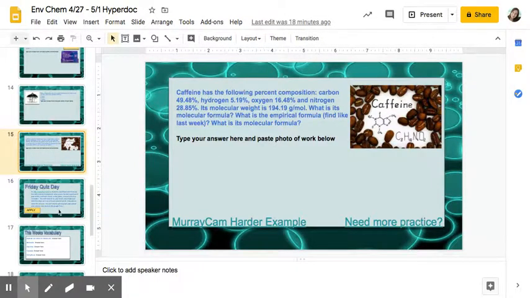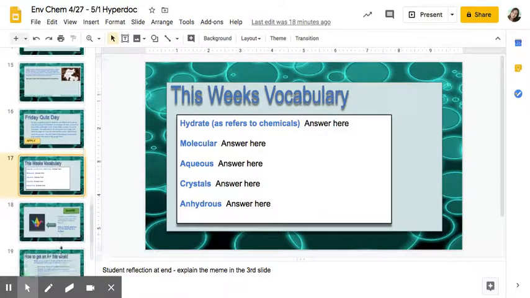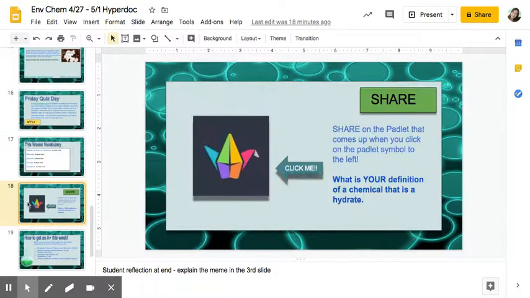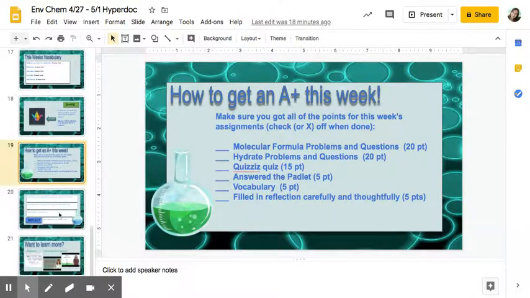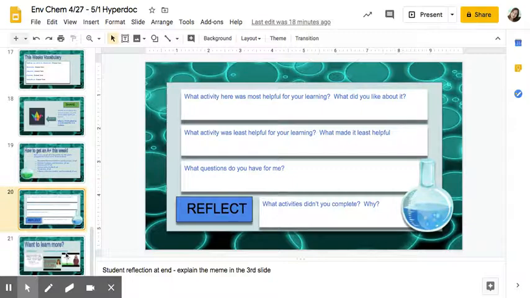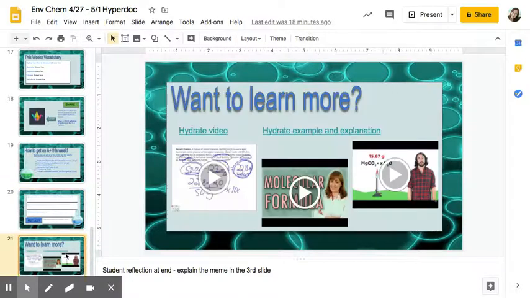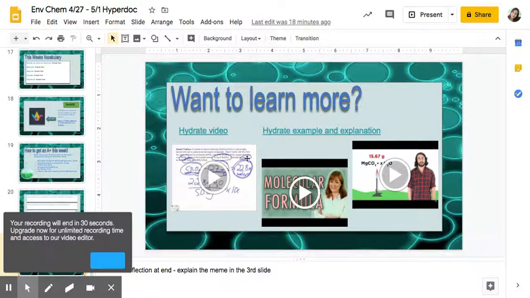Vocabulary words, make sure you do them. The Padlet, please answer your definition of what a hydrate is. Make sure you use this. Check it off, okay? And do the reflection questions thoughtfully if you want all the points. And I gave you 3 videos and 2 sets of example problems if you need more help. Okay, that's it for this week.